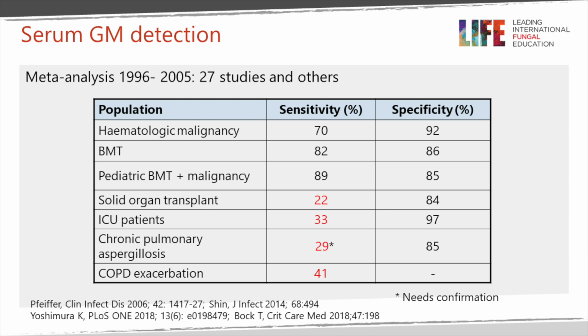And we're looking at the sensitivity and the specificity of this test. Here we have the patient populations, and we can see the sensitivity, and this ranges from 22% in solid organ transplant recipients right up to nearly 90% in pediatric patients, bone marrow transplant patients with malignancy. And we can see here, in most cases, quite respectable levels of specificity.